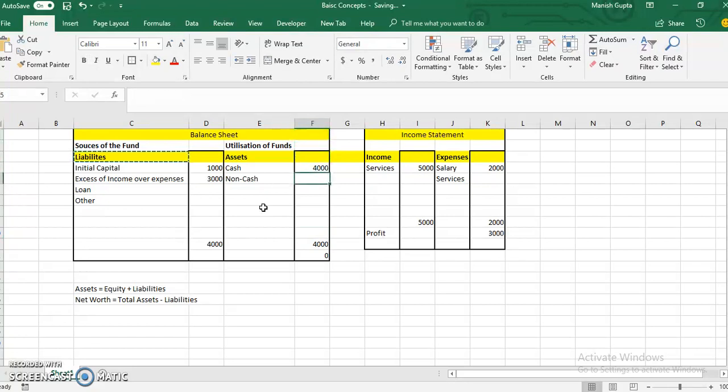Now let's look at some utilization of cash. We didn't have a car earlier, so let's say we buy a car for $2,000. We could pay cash, or we can take a loan from the bank, with no need to pay cash for this one. Now you have $6,000 of total liabilities: $1,000 from initial capital, $3,000 you earned from profits, and $2,000 you took as a loan to buy the car. And how did you utilize these $6,000 of funds? You bought a $2,000 car, and $4,000 you still have in cash.